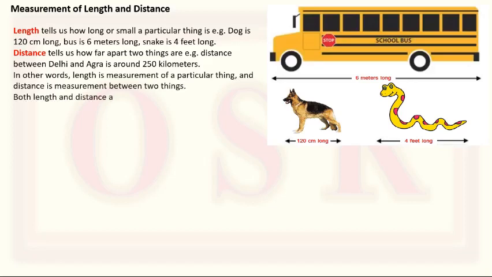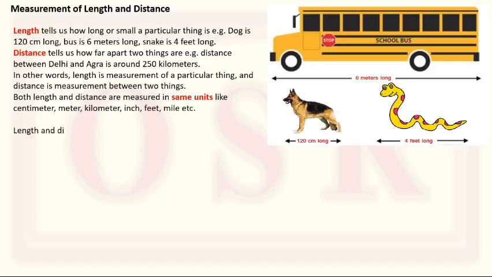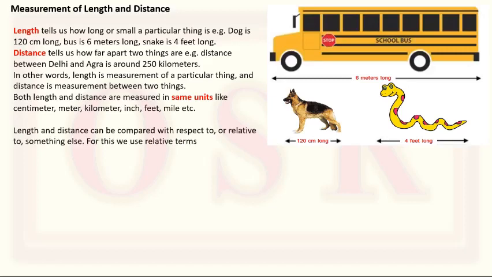Both length and distance are measured in the same units like centimeter, meter, kilometer, inch, feet, mile, etc. Length and distance can be compared with respect to, or relative to, something else. For this we use relative terms like longer, shorter, bigger, etc. For example, a snake is longer than a dog but shorter than a bus.